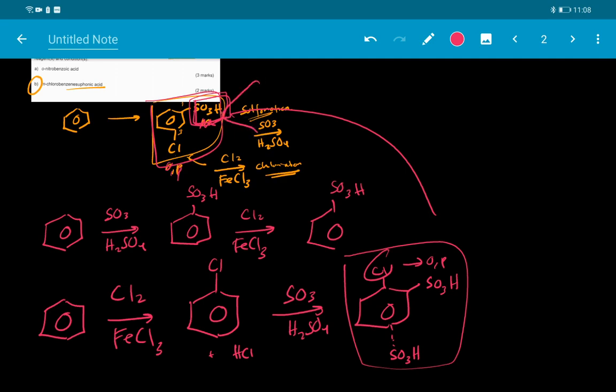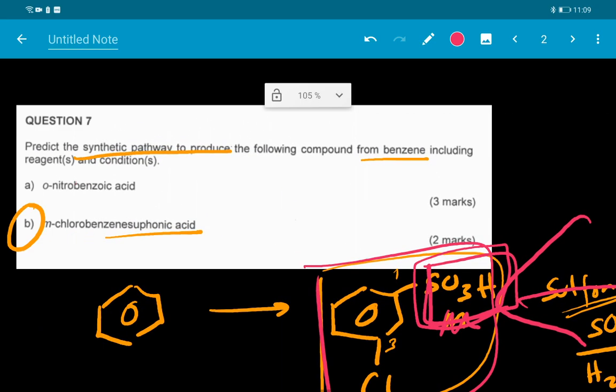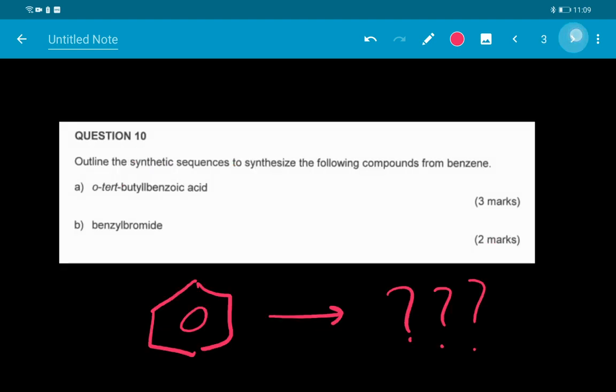That's why it is important for us not only to know the ingredients to produce those things, but at the same time, we must know the correct sequence. After all, this question asks for the synthetic pathway. It must follow the correct sequence. Okay, let's look at a more similar question, other questions.